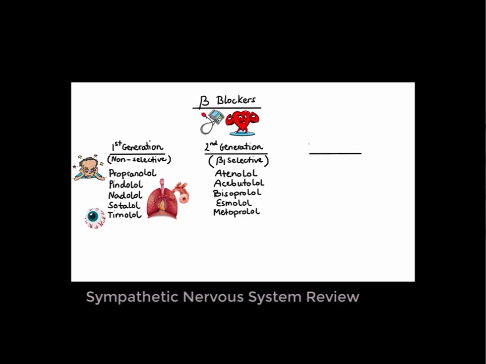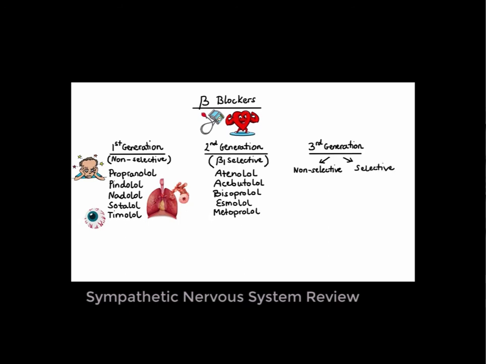Now, let's move on to the third generation beta blockers. And here you need to pay special attention because things can get a lot trickier. So, unlike the first generation group that included non-selective agents, and unlike the second generation group that included selective agents, the third generation group includes both non-selective and selective beta blockers.